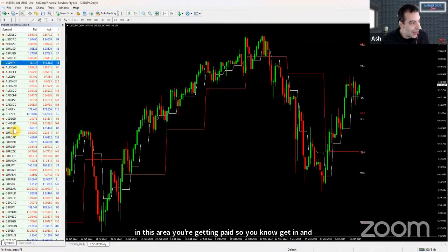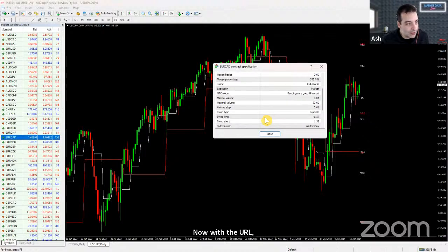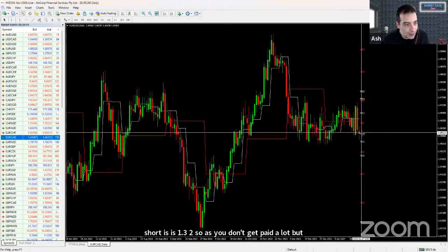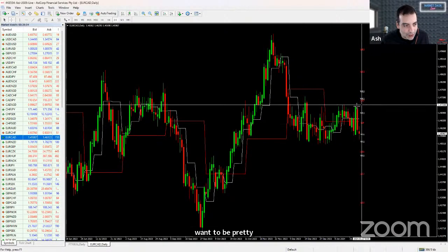Now, with the Euro CAD, their interest rate is a lot tighter. So the long swap is negative, but the swap short is 1.32. So you don't get paid a lot, but you will get paid. So that means that with a Euro CAD, you still want to be sure that it's not going to take you out.